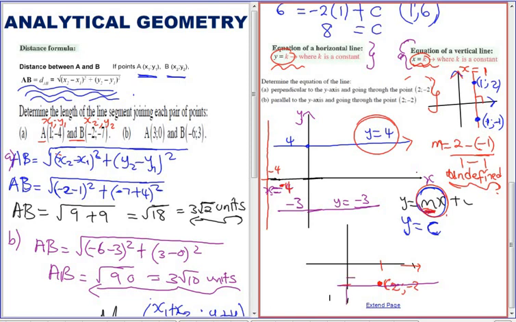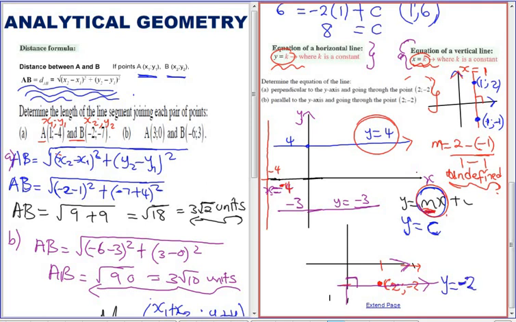And perpendicular to the y-axis. If it is perpendicular to the y-axis, it means it's just like the x-axis. It's parallel to the x-axis. As you can see, it will be a horizontal line. So for horizontal lines, I hope you still remember it is the y value that does not change. So the equation of this line will be y is equal to -2.